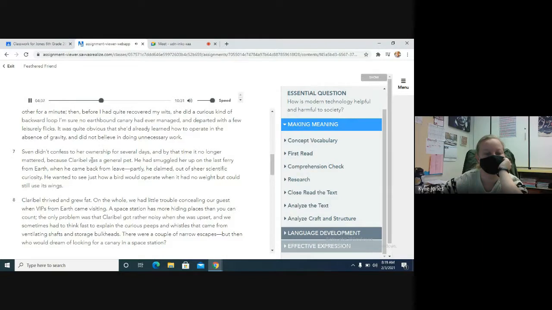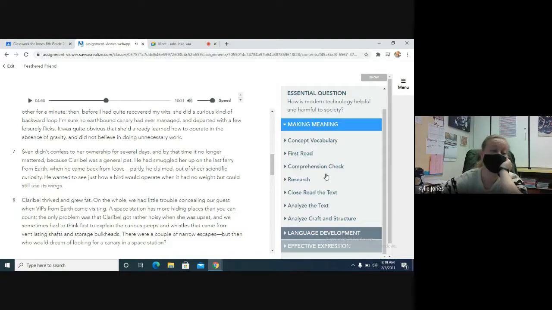Sven didn't confess to her ownership for several days, and by that time it no longer mattered, because Clarabel was a general pet. He had smuggled her up on the last ferry from Earth when he came back from leave, partly, he claimed, out of sheer scientific curiosity. He wanted to see just how a bird would operate when it had no weight, but could still use its wings.